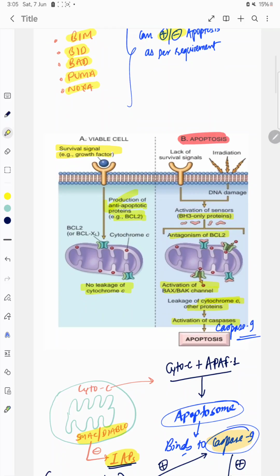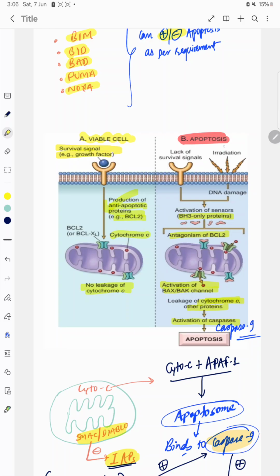As we can see, in the normal viable cell, there are enough survival signals or growth factors which stimulate the production of anti-apoptotic proteins BCL2 or BCL-XL, which prevent the leakage of cytochrome C, and there will be no apoptosis.